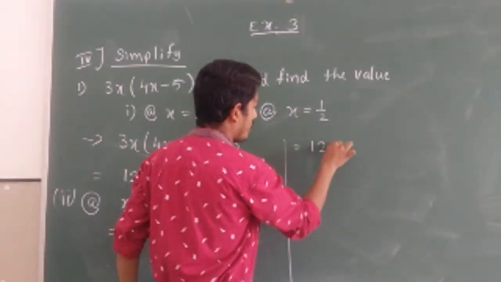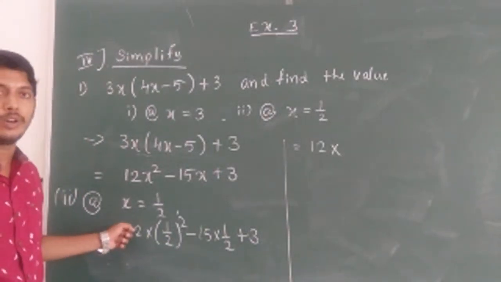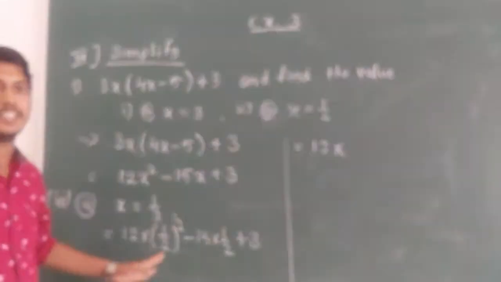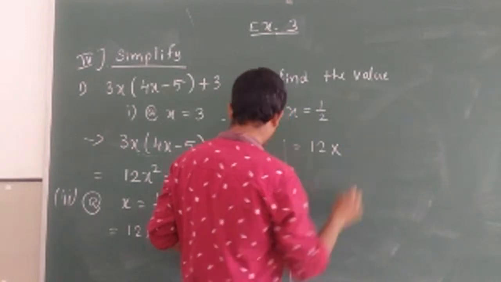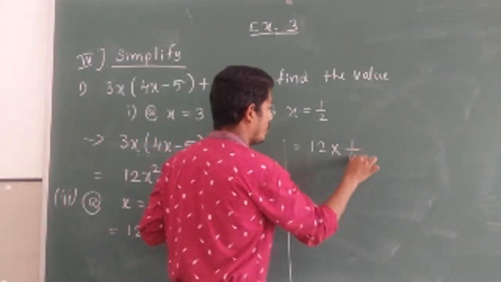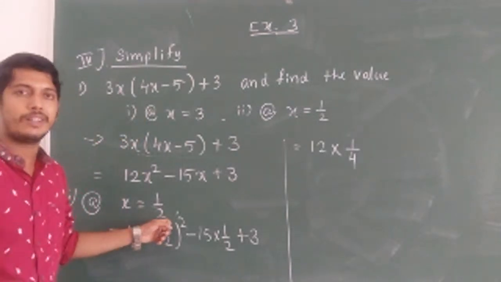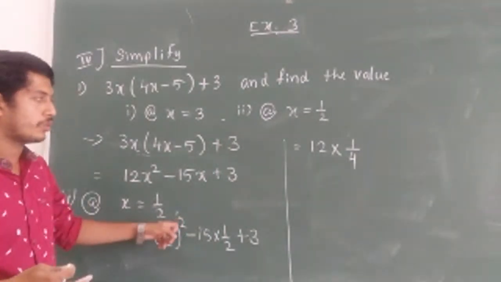12, so don't directly cancel this term, saying 2 ones are 2, 2 6s are 12. That's absolutely wrong, because a square term is present. Therefore first we will solve the terms inside the bracket, then we will multiply and divide. So 1 square is 1 and 2 square is 4. We have to square the numerator as well as the denominator. 1 square is 1, 2 square is 4.